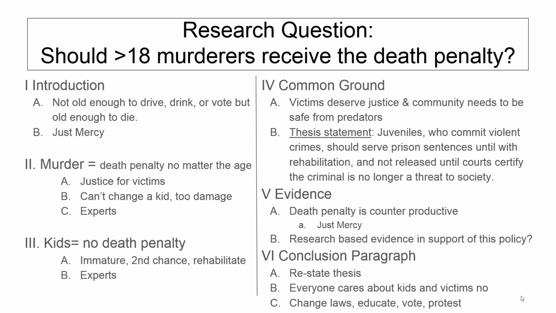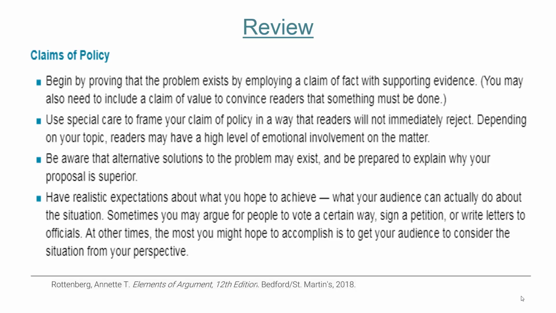For your call to action, you could end by arguing that your audience should protest or vote to have laws changed or get educated about these issues. Take steps to enact the new policy that children under the age of 18 that have committed murders should not receive the death penalty. So in review, these are the 5 main characteristics of claim of policy. You may want to pause the presentation right now to review those.